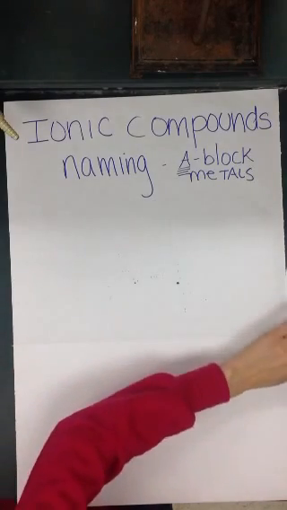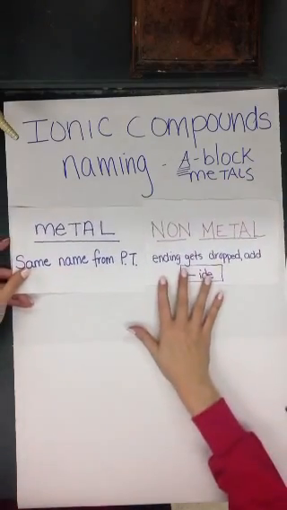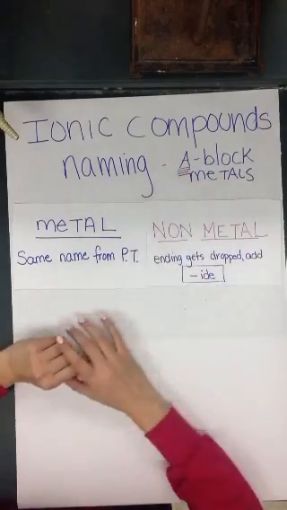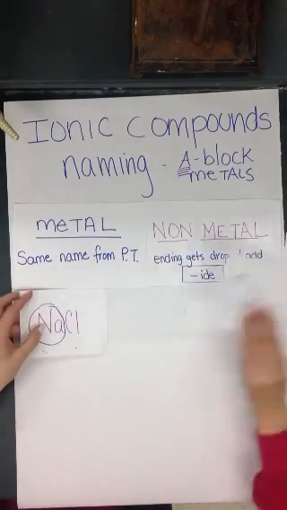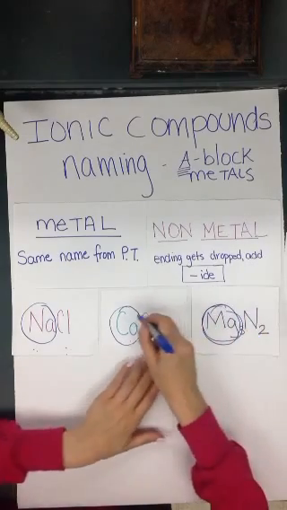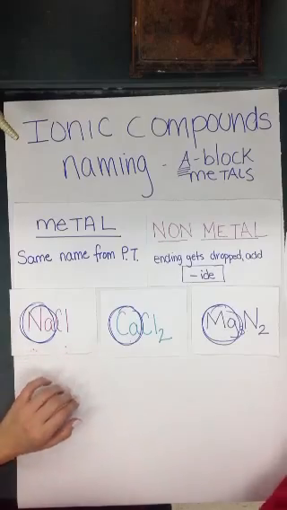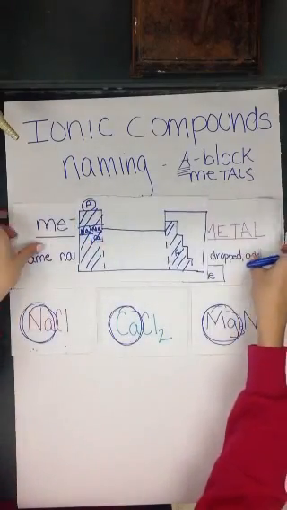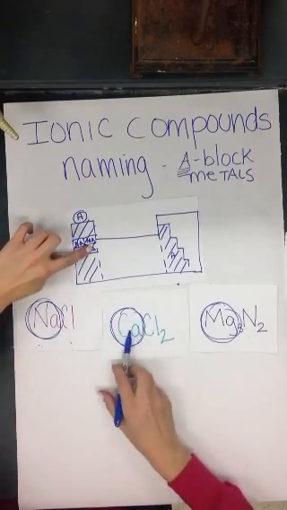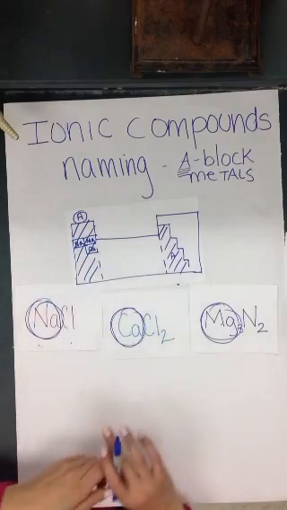So, to summarize, a metal bonding with a nonmetal is an ionic compound. We're specifically talking about metals from the A block. We looked at these compounds, and we noticed their metals, which were circled here, were all found in the A block. A block, A block, A block. And even if they were in this A block, same rule. That's the end.